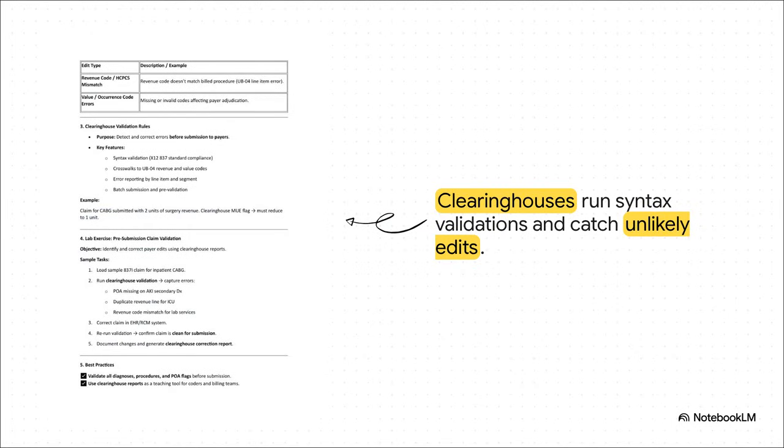Boom. But wait, before that claim actually goes to the payer, it faces one last line of digital scrutiny at the clearinghouse. These systems run syntax validations and check for medically unlikely edits, or MUEs. For example, if a claim accidentally bills for 2 appendectomies on the exact same day, the MUE logic catches it immediately and flags it for correction before submission. It is the ultimate safety net.